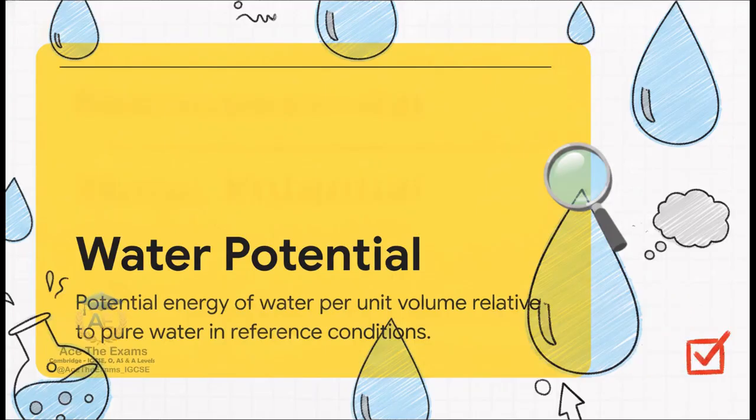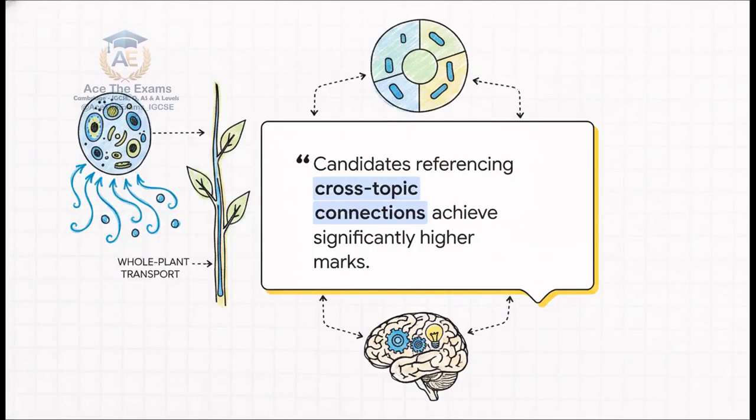You must define your terms clearly before ever using them in an extended response. The principal examiner reports explicitly state that candidates consistently confuse key terminology here. If you define this correctly in your mind and explicitly write it on the paper, you're setting the perfect stage for a top-tier answer. Candidates referencing cross-topic connections achieve significantly higher marks. That's a direct quote from a principal examiner report. In just a moment, I'll show you the exact examiner clue that changes an answer completely. But first, you need the procedural framework that makes that clue super obvious.